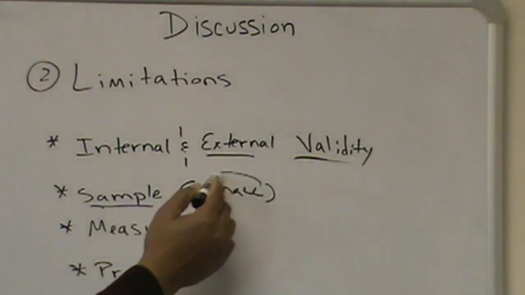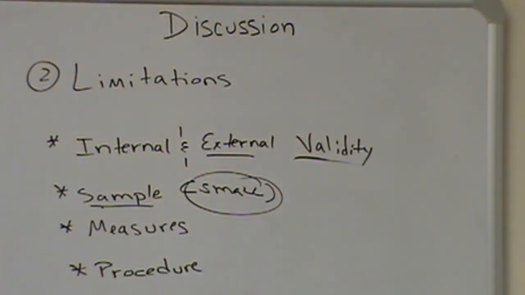For example, if you had only 10 students in your sample and they were only males, that's a big threat to external validity because how representative is a small group of 10 males of a population that's much larger and of course has females and males and so forth?